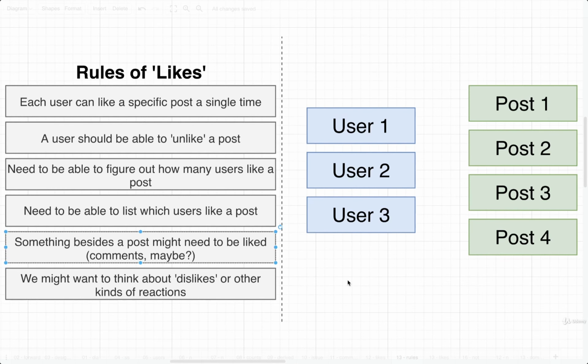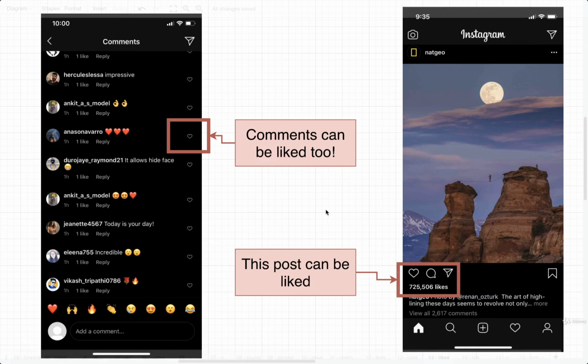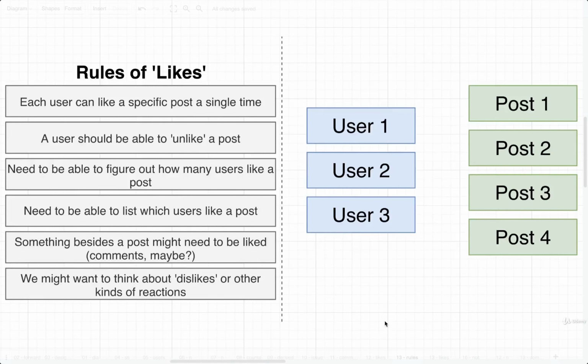Now, in addition to liking posts, we might want to also allow a user to like some other kinds of resources inside of our app. So maybe something like comments. And as a matter of fact, that's something that actually exists inside the Instagram app as well. So this is a list of comments on the left-hand side. You'll notice that to the right hand of every one of these comments is a little like button. So posts can be liked, but comments can be liked as well. So that's just something we need to keep in mind.